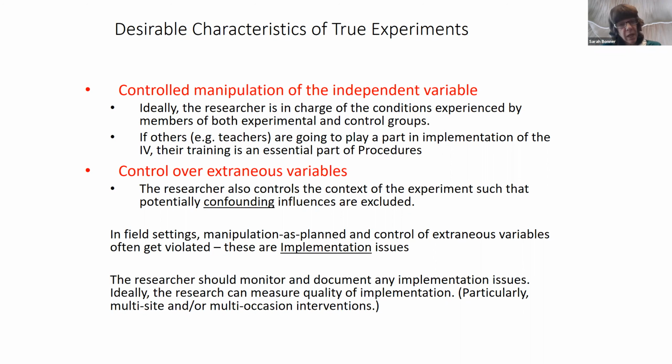You also, a desirable characteristic is that you have control over what we call extraneous variables. That's variables that are not things that you intentionally manipulate. This is why true experiments in psychology so often appear out of field settings and in laboratories, because in laboratories, the researchers can pretty much control everything, at least about the environment.